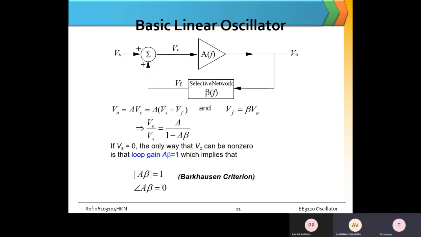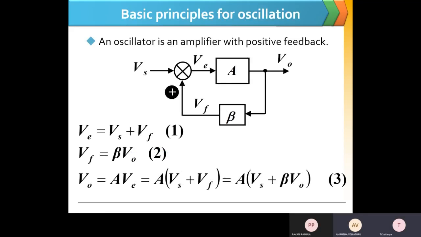From this we can get the unity gain and Barkhausen criteria. Gain is nothing but the ratio between the output and the input, where the output is V naught and the input is Vs. V naught is nothing but A into Ve. So I can substitute that. Whenever we consider A beta equal to 1, the angle of A beta is equal to 0. Whenever you consider the magnitude of A beta equal to 1, that is the Barkhausen criteria. So this is the mathematical expression for an oscillator.